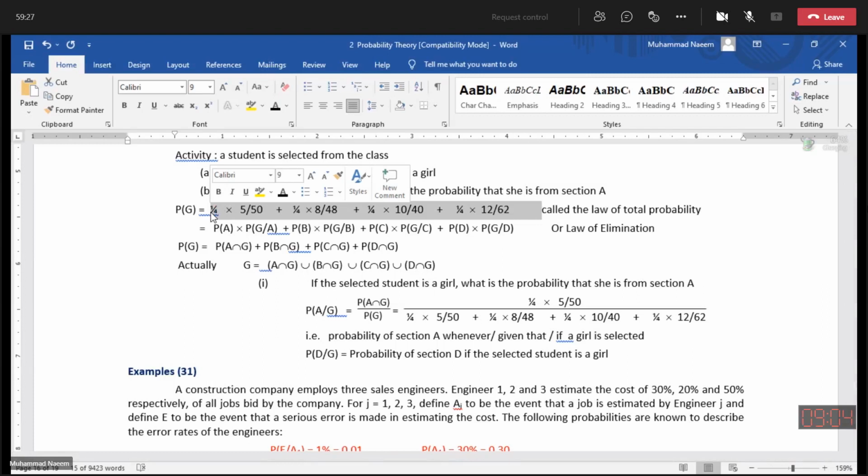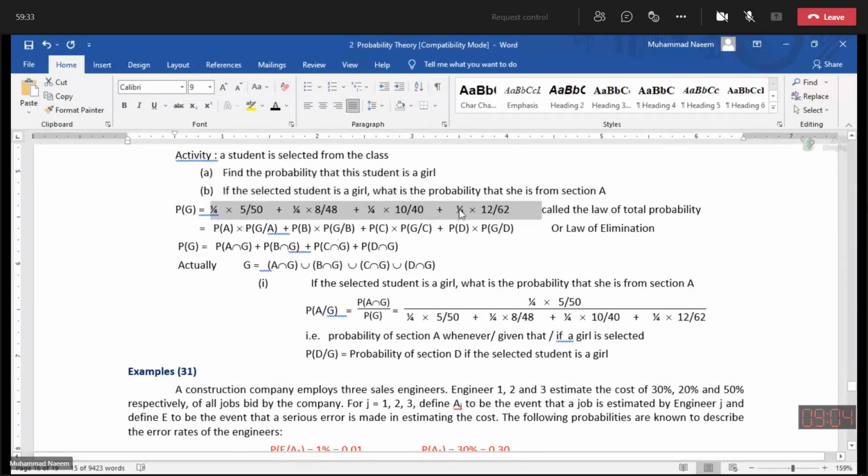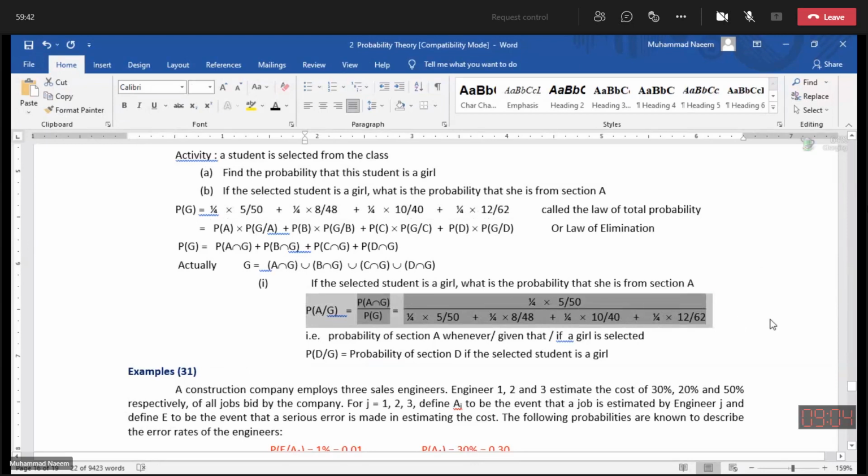If you are not allowed to use calculator in the exam, just give this expression. This is a complete correct answer. Similarly, for second part, just give this expression. No need to simplify.